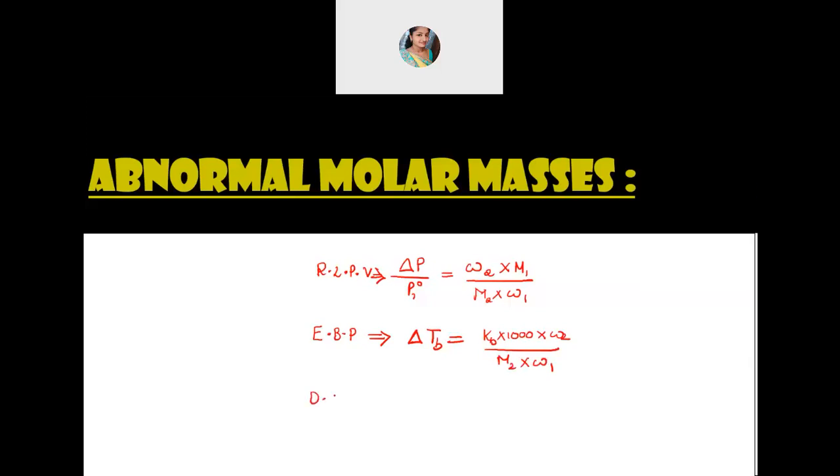And then you had depression in freezing point. Delta TF is equal to KF into 1000 into W2 divided by M2 into W1. And the last one which we have covered was osmotic pressure, which could be written as pi. Pi is equal to W2 RT divided by M2 into V. Correct? These are the different colligative properties which you have studied.